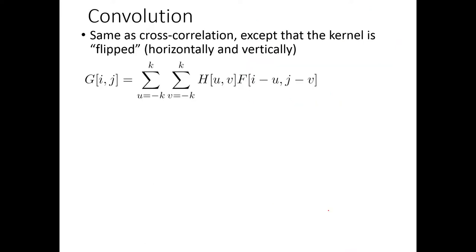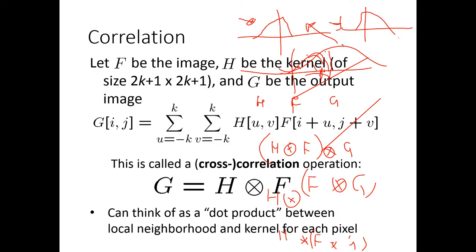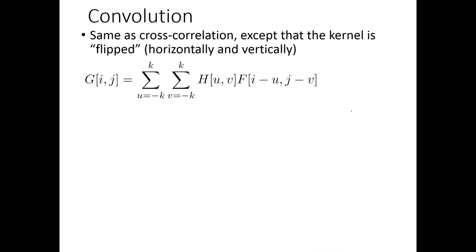And as I said, this is the convolution definition. As you can see, for correlation, I have the plus sign here, right? And for convolution, I first flip it, so I have the minus sign here.